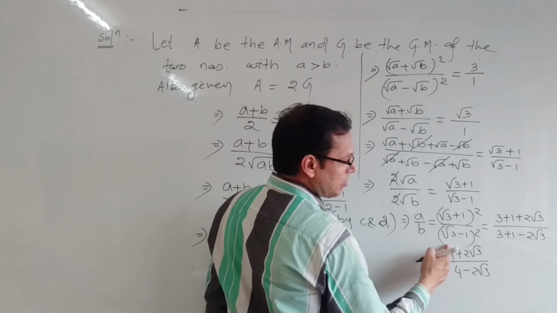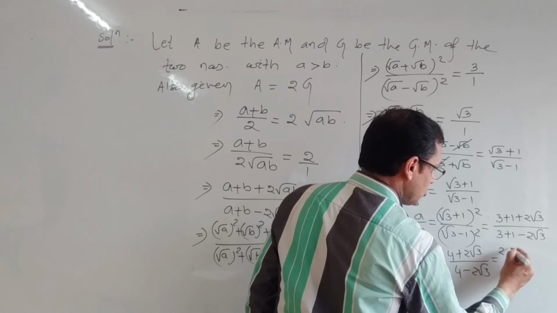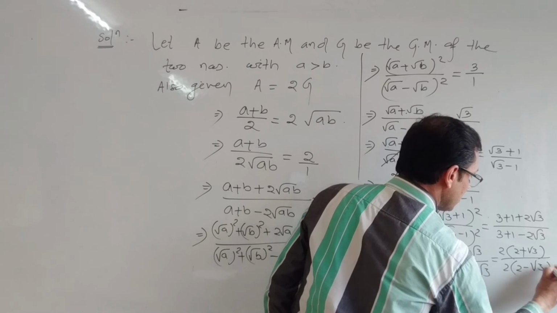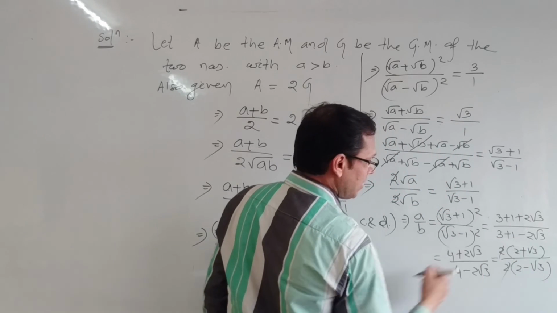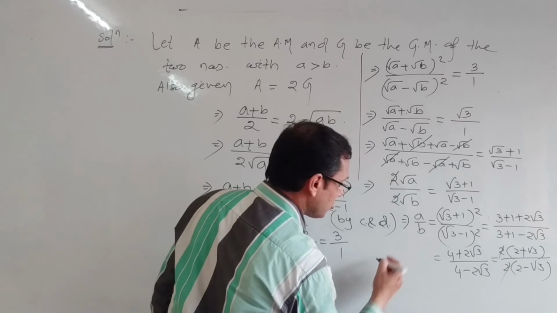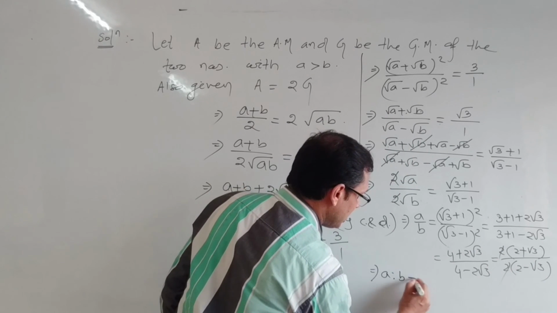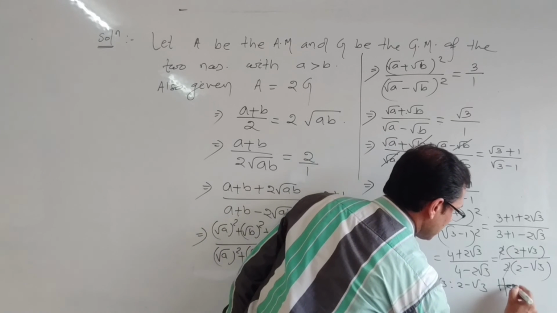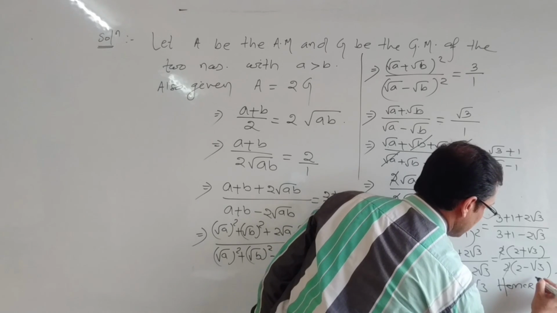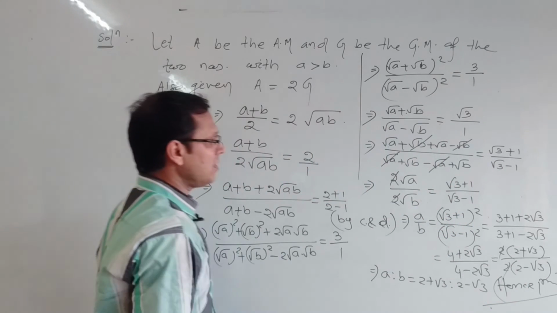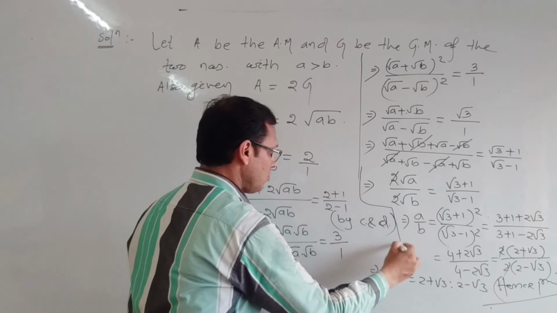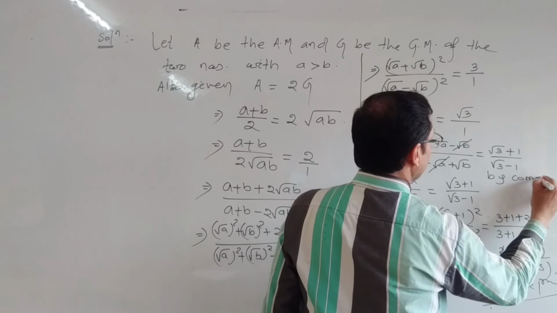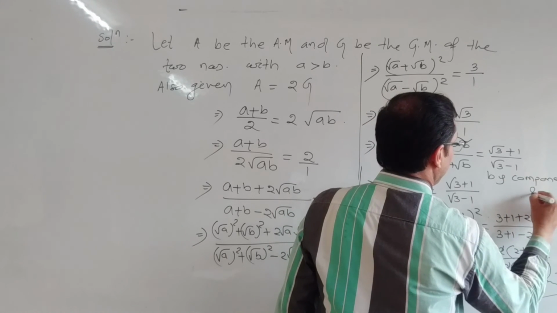So taking 2 as common from the numerator and denominator, that is 2 into (2 plus root 3) by 2 into (2 minus root 3). Now 2 cancel, so we have left with (2 plus root 3) by (2 minus root 3). Nothing but a is to b is equal to 2 plus root 3 is to 2 minus root 3, hence proved. Okay, now in this way you can prove. So you can write here by componendo and dividendo.